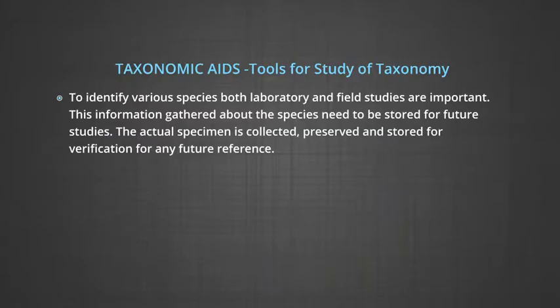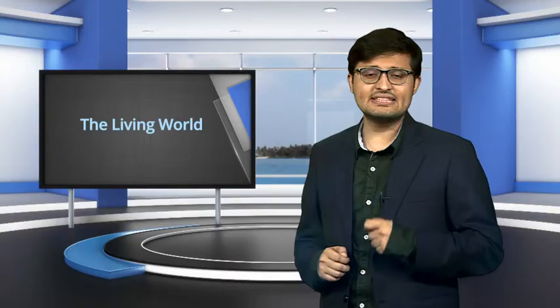Taxonomic aids, tools for the study of taxonomy. To identify various species, both laboratory and field studies are important. The information gathered about the species needs to be stored for future studies. The actual specimen is collected, preserved and stored for verification for any future reference. This helps in identification of species and their placement in the taxonomic hierarchy. There are several aids like herbarium, botanical gardens, museum, and zoological park.